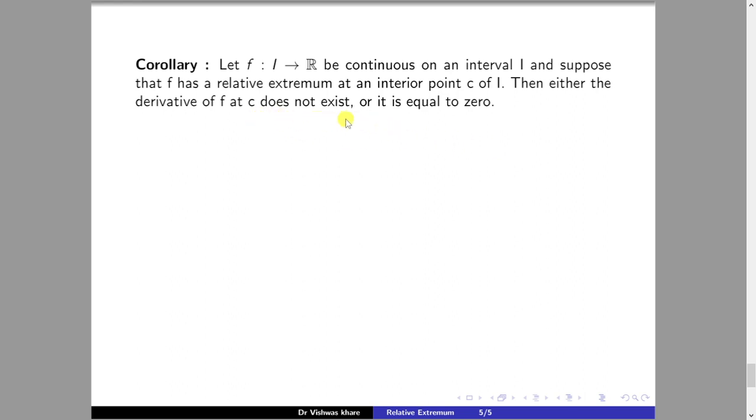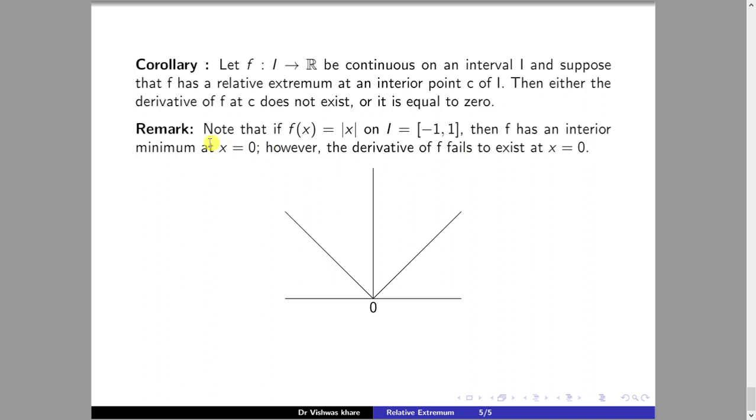Let us see this with an example. It is a form of remark. Note that if f(x) is equal to mod x defined on the closed interval minus 1 to 1, then f has an interior minimum at x equal to 0. You can see at 0 it has an interior minimum. However, the derivative of f fails to exist at x equal to 0.